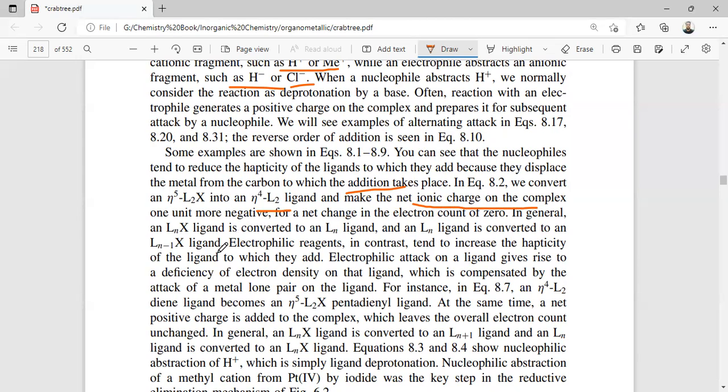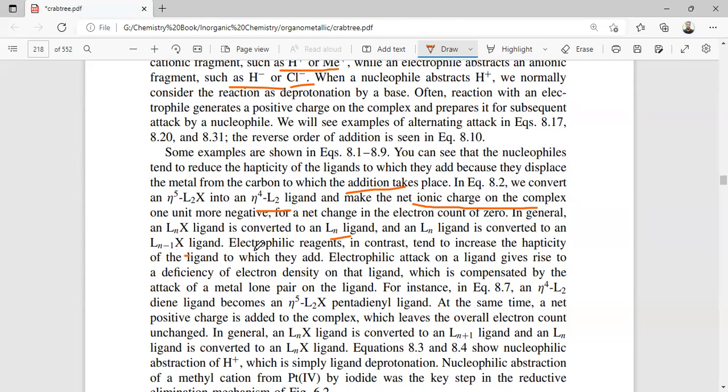So for nucleophilic attack, when the nucleophile adds to the ligand, the hapticity of the ligand is reduced and a net negative charge is formed on the metal complex, but the net change in the electron count is 0. So in general, the LnX ligand is converted to Ln-1 ligand, and the Ln ligand is converted to Ln-1 X ligand.